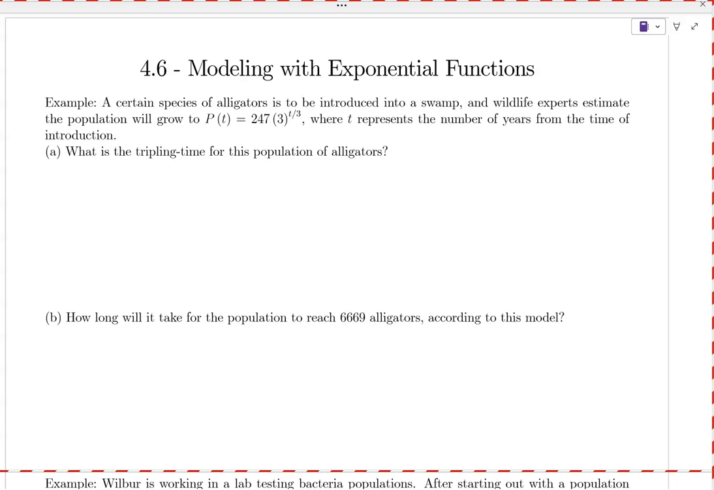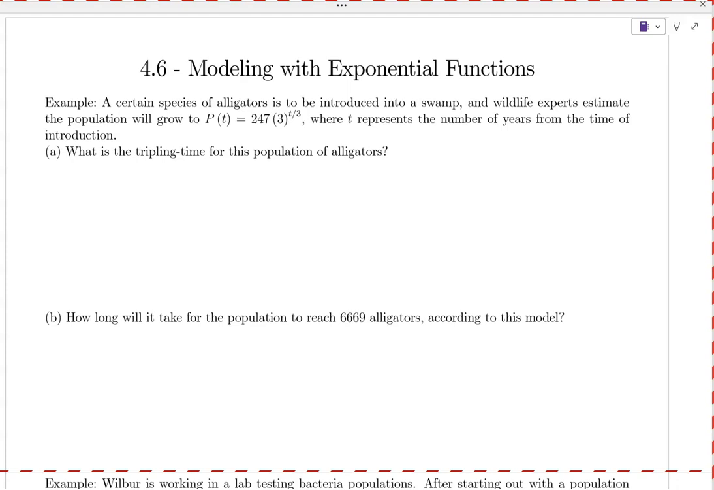I know the first problem says, what's the tripling time? I'll talk about that here in a second. But let me ask a different question to start with. The problem stem is set up as they've introduced alligators into a swamp, and then they're going to see how their population grows over time. Well, how many alligators did they introduce? It's a good question, right? How many alligators did they drop into the swamp right when it started?